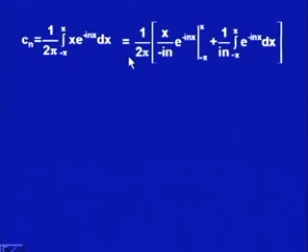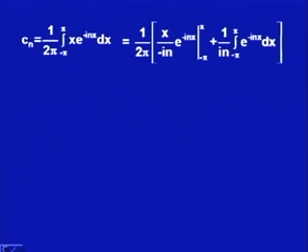Integrate by parts, taking x as the first function, that is the differentiating function, and e to the power minus i n x as the integrating function. I will get 1 upon 2 pi, x upon minus i n e to the power minus i n x, evaluated from minus pi to plus pi, plus 1 upon i n integral from minus pi to plus pi of e to the power minus i n x dx.